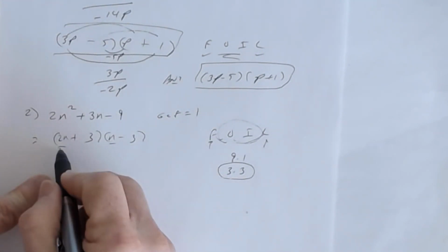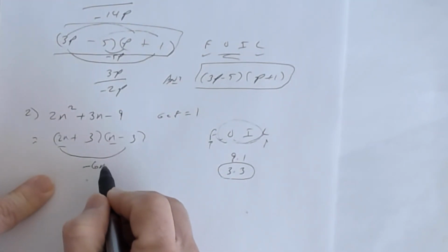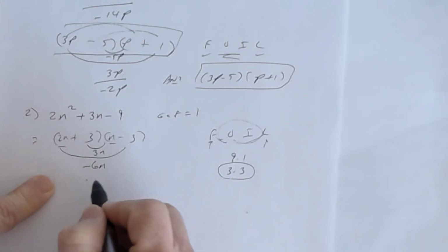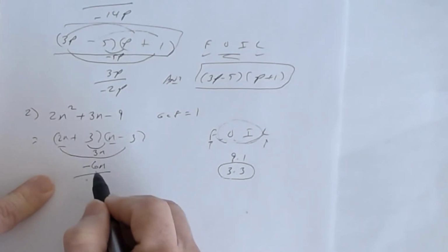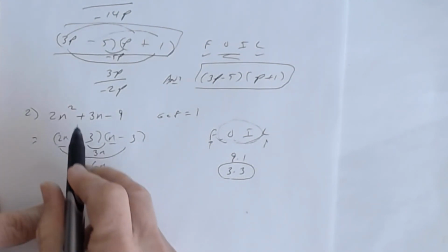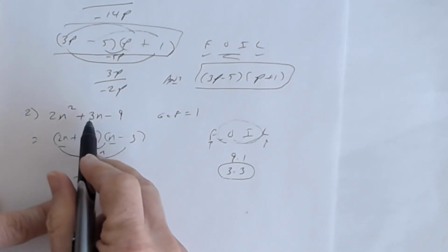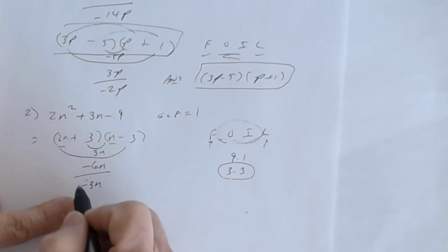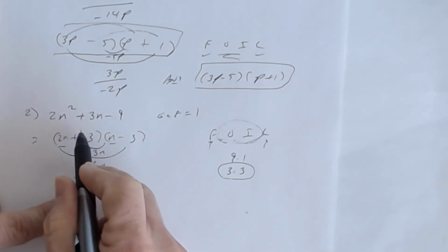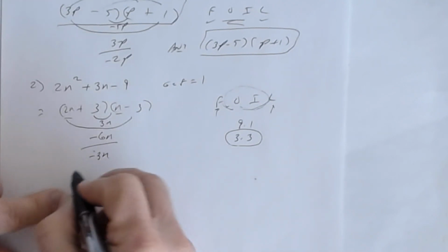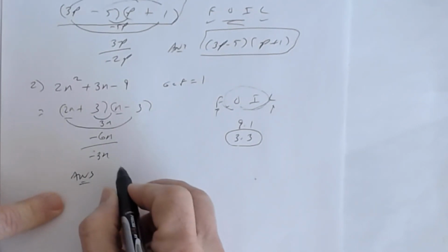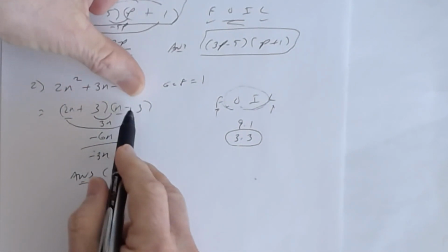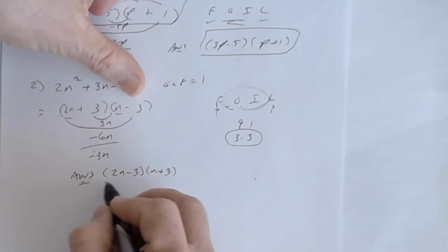Let's go to the outer and the inner. The outer is a negative 6n. The inner is a positive 3n. When I add these up, these are like terms. A positive 3n and a negative 6n is a negative 3n. But that's not what I wanted. But I want you to notice something. What I wanted is the opposite of what I have right now. So all that means is change the signs. That's all that means. So the answer then will be 2n minus 3, change the signs, times n plus 3. And that will be the answer.